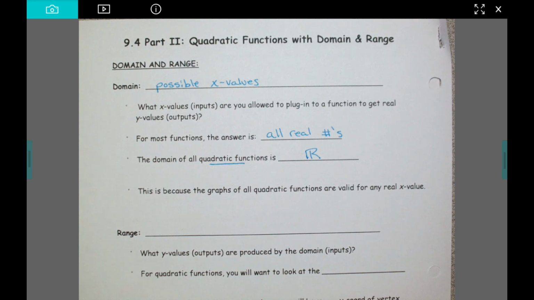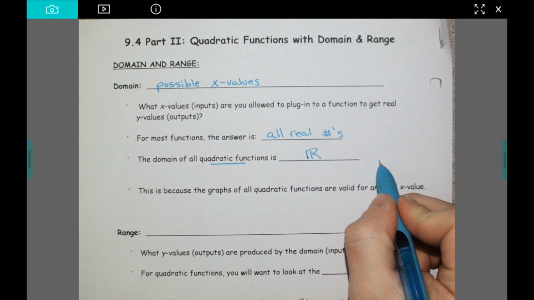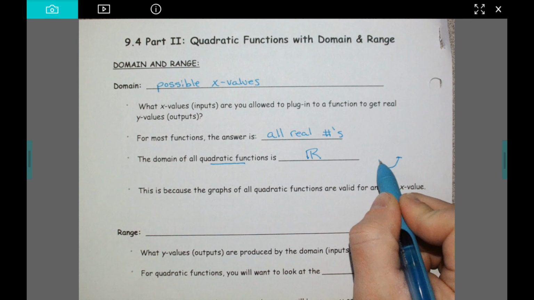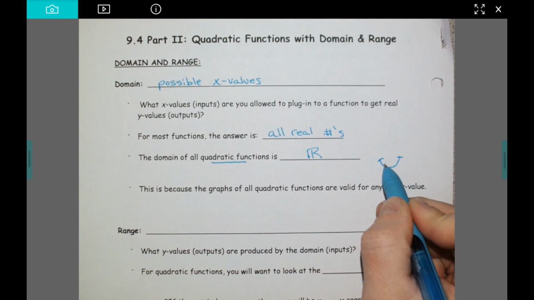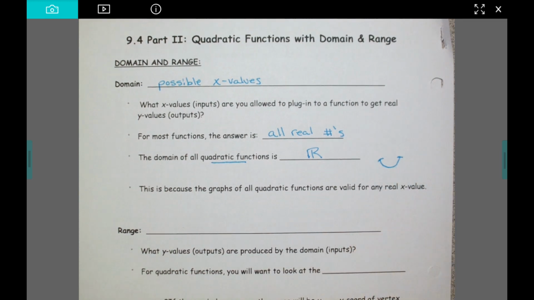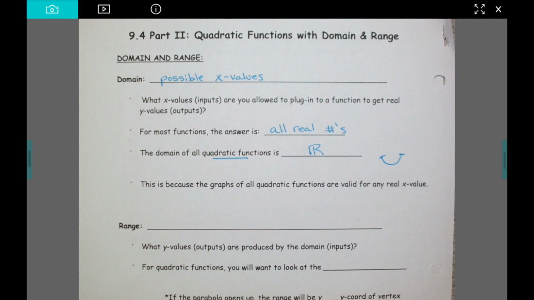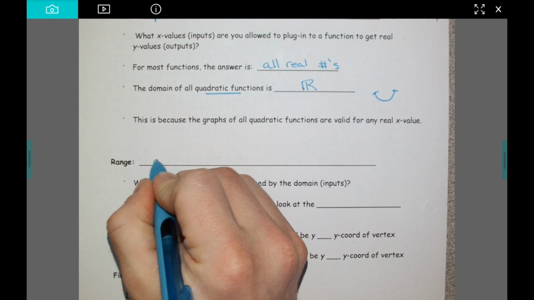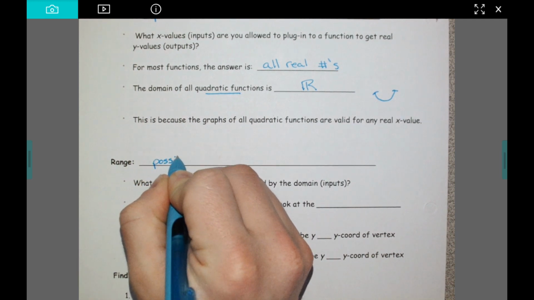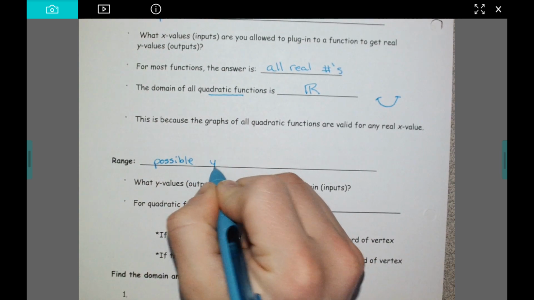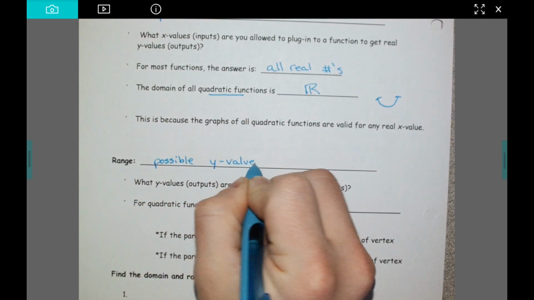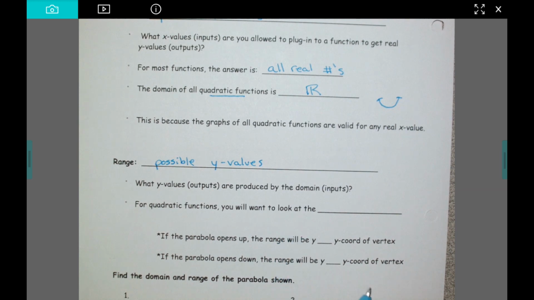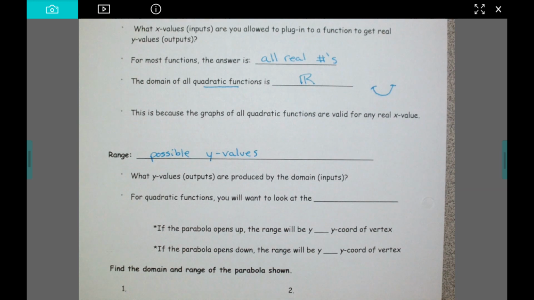And that's because if you think about it, if I were to graph a quadratic function like a regular one, it goes to the right forever and it goes to the left forever. So it hits every x value. The range is a little different though. For range, it's going to be possible y values. And these are the outputs that are produced from the x values we put in.